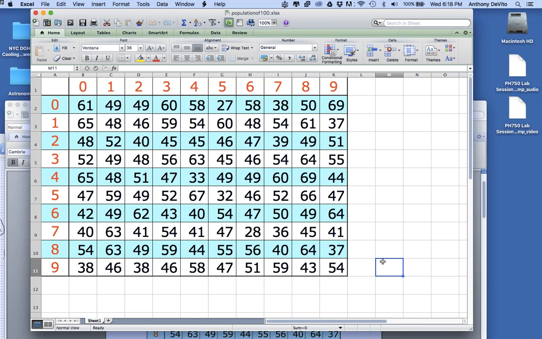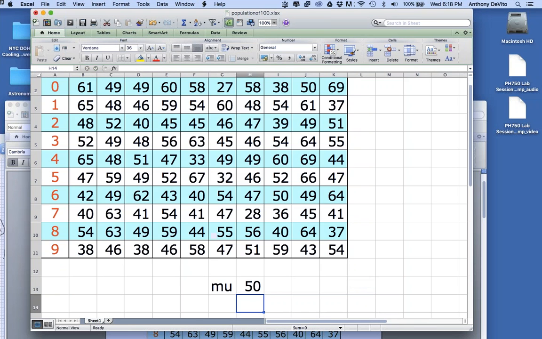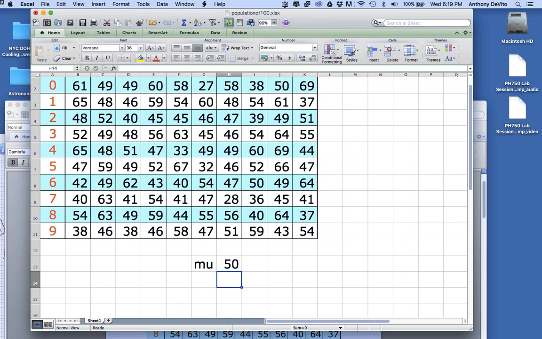So if I were to take the average of all these values, that would be mu, right? Okay, what's mu equal to? It's equal to the average of all of these numbers. So my population average mu is equal to 50. That's convenient, right? Okay, I'm going to reduce this just a little bit so it's easy to see. Okay, so what about my standard deviation? Sigma.